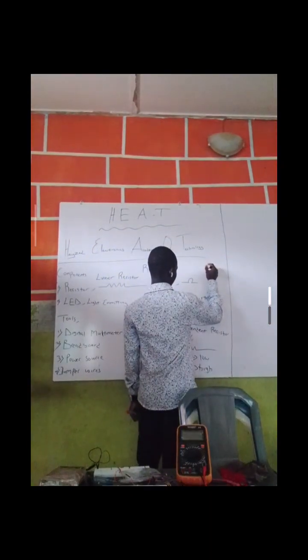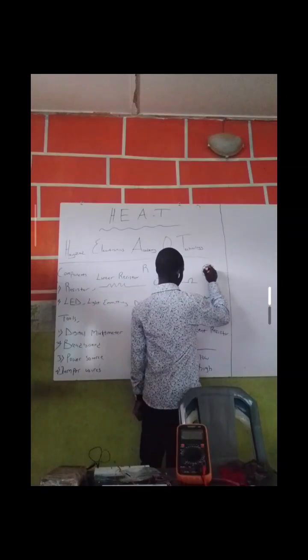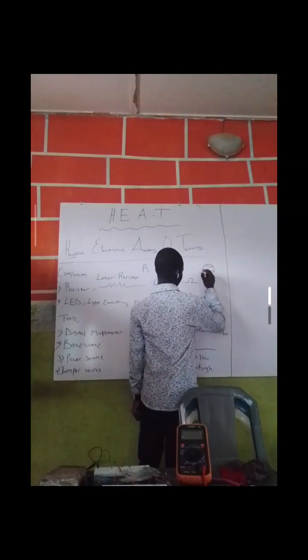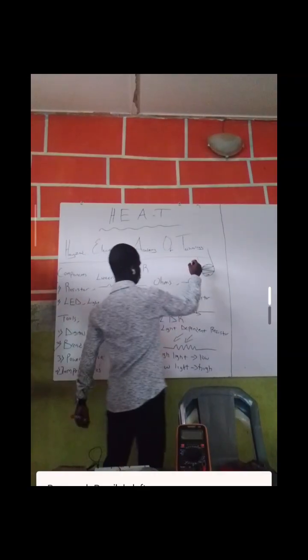Okay, if you cannot see, let me draw something like this. An LDR is something like this. It now has a zigzag line inside. This is how an LDR looks. These are the pins.